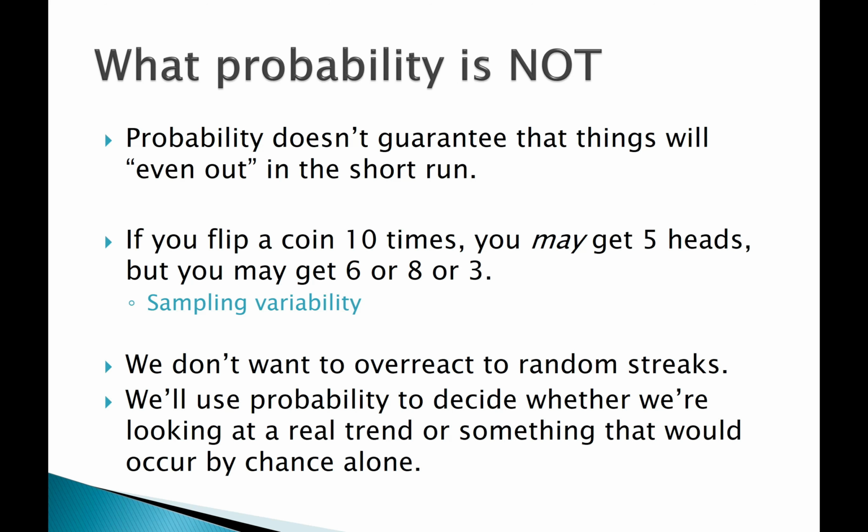Randomness is going to happen. Like we saw earlier, we got 4 or 5 heads in a row. That's unusual, but it happens. Random streaks happen. So we're going to use probability to decide whether something we're looking at is a real trend or something that would occur by chance alone.